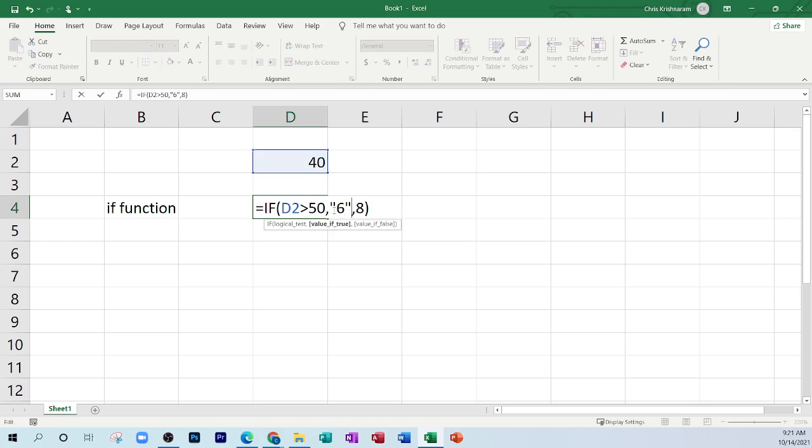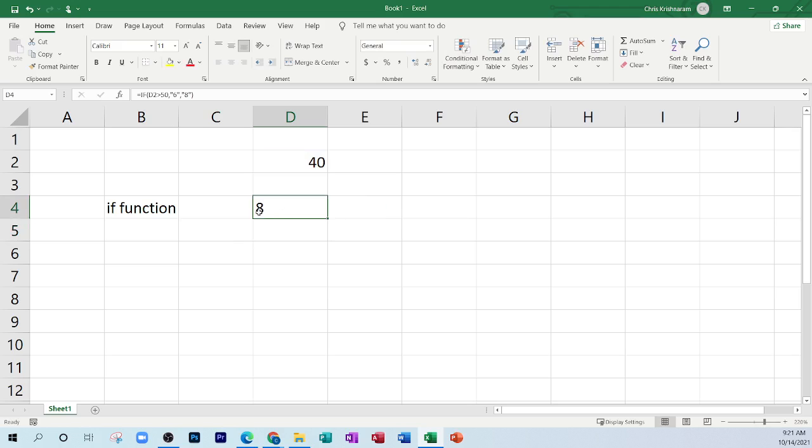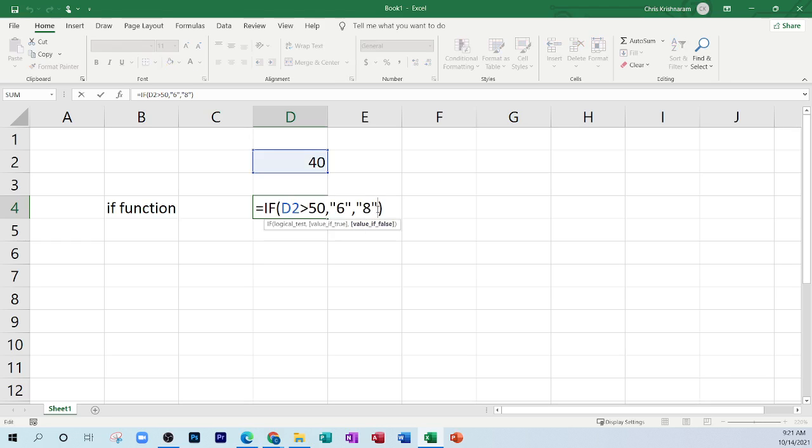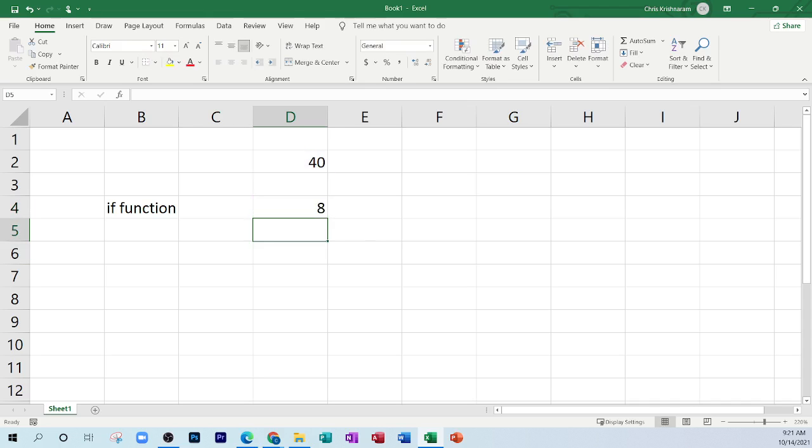But what if we do put them in quotation marks? Notice it's on the left hand side. Anybody want to tell me why it's on the left hand side? Right? What is a text? Because it now considers it as text. Very good. So the double quotation mark in this case here is treating it as text. Good.